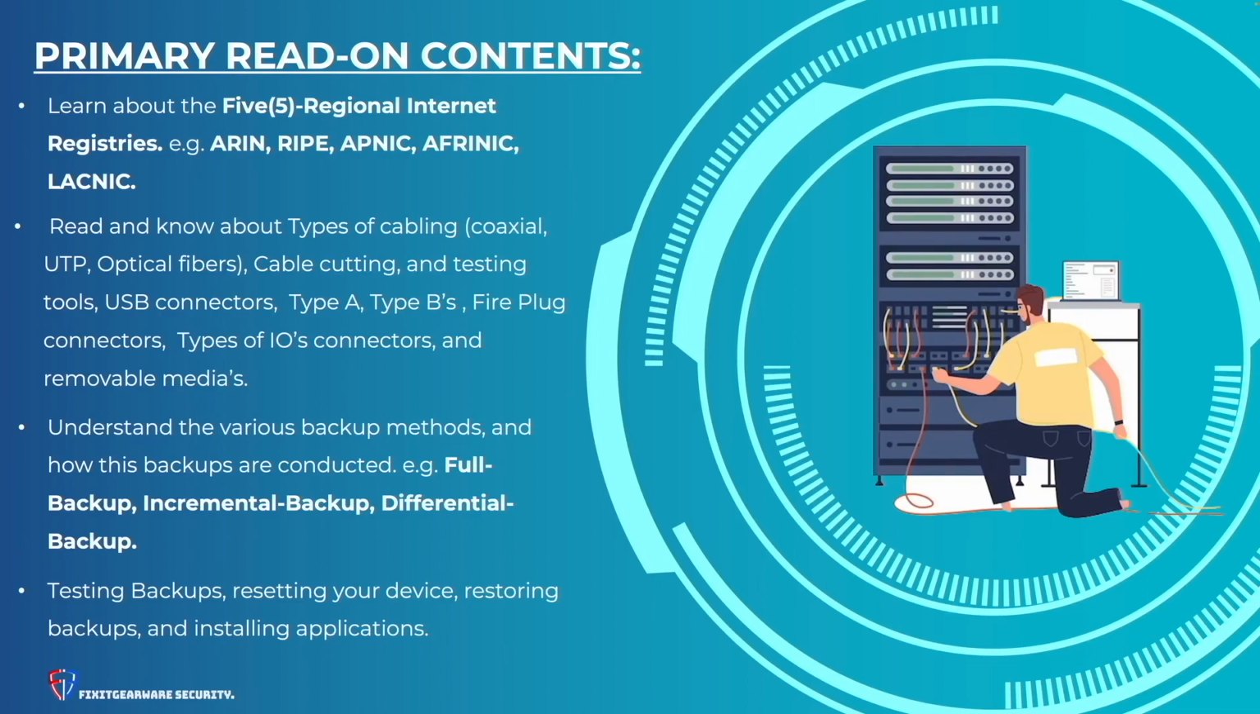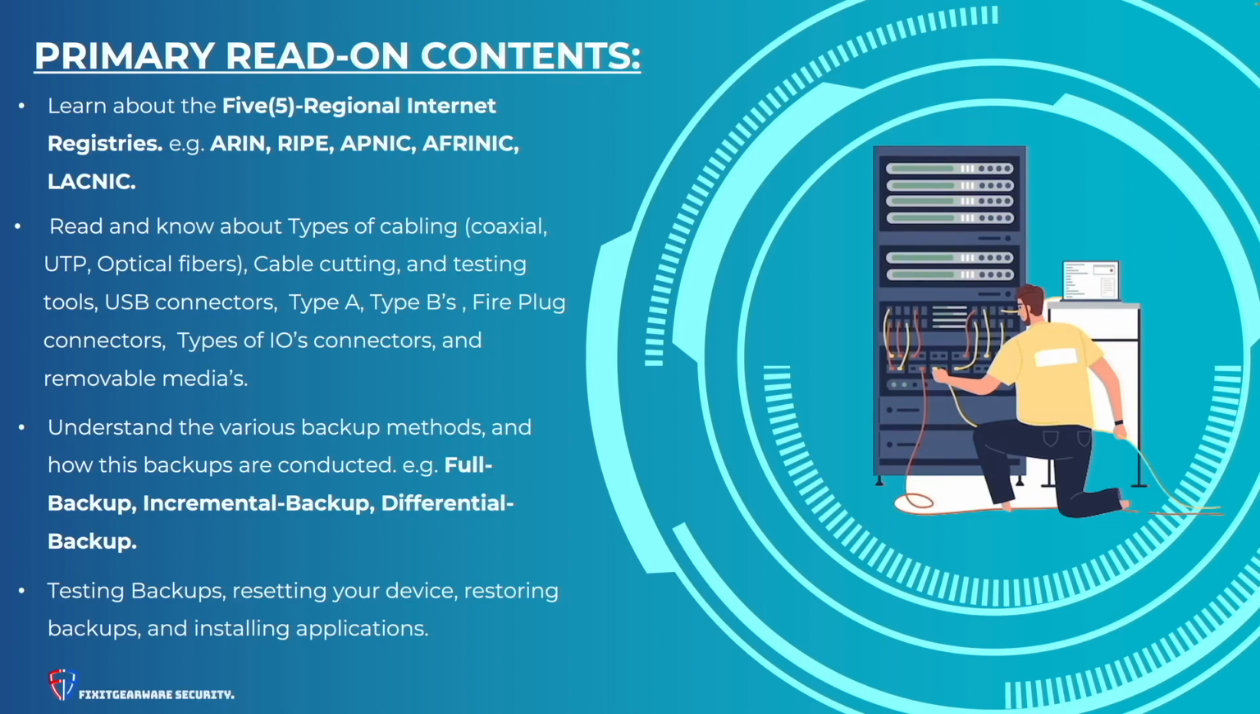Read and know about types of cabling, coaxial, UTP, which stands for unshielded twisted pair. Also know about optical fibers, cable cutting devices and testing tools, USB connectors, type A, type Bs, FireWire connectors, type of I/O connectors, and removable media.